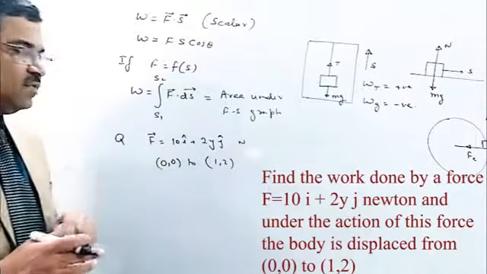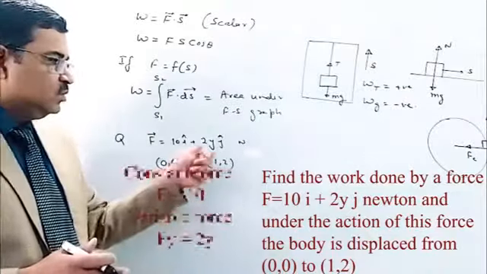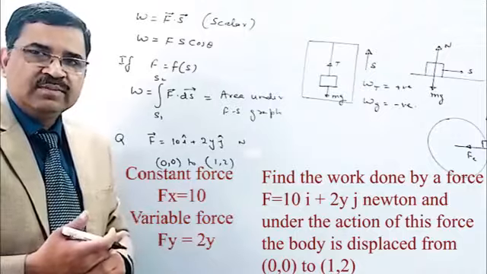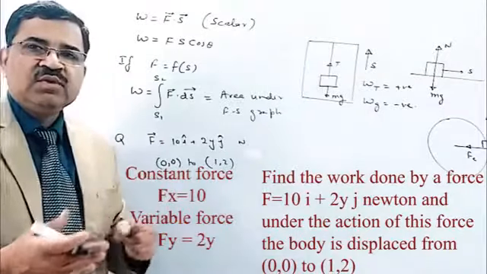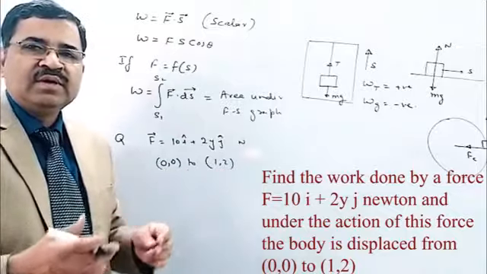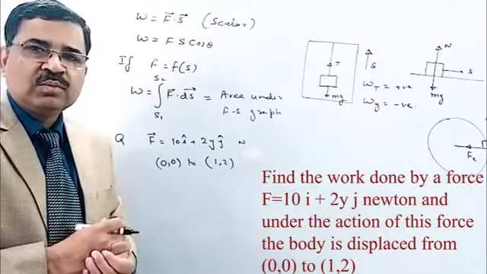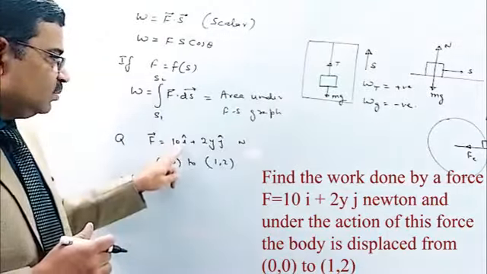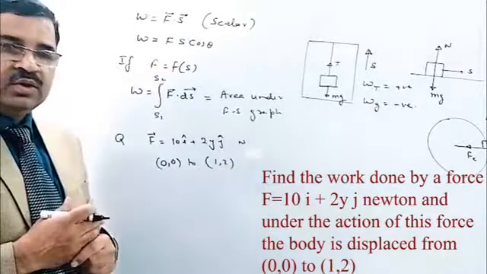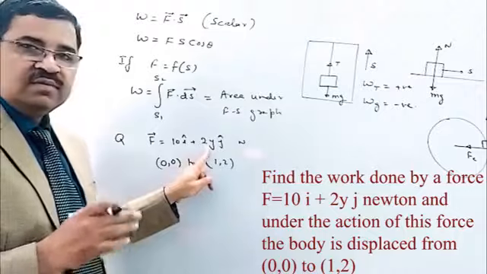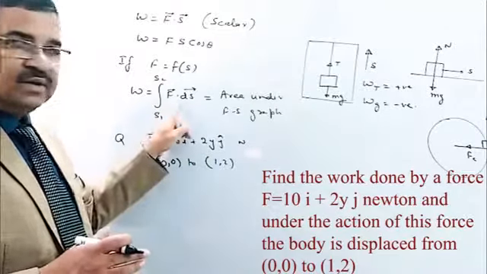जो x-axis वाला फोर्स है वो constant है, जबकि जो y वाला फोर्स है वो variable है. तो इस केस में हम दोनों फोर्सेस का individually work निकालेंगे और फिर दोनों को add कर देंगे to get the total work done on the body. Now because the x component is constant, so I can directly apply F cos theta, whereas the y component is a variable force, so I will integrate it.